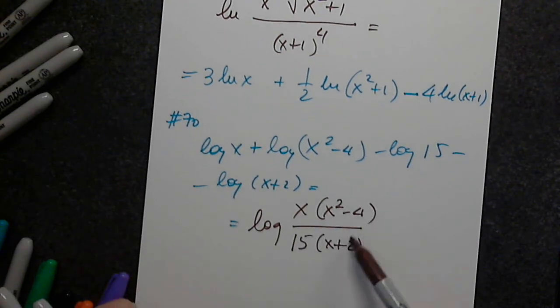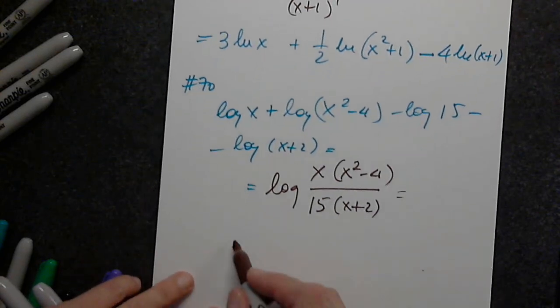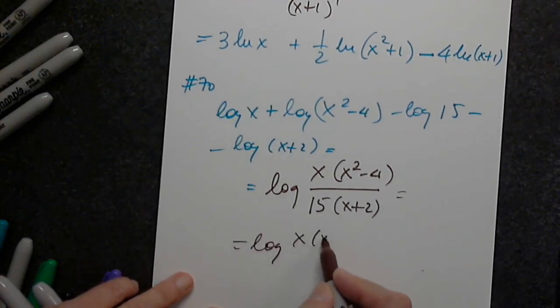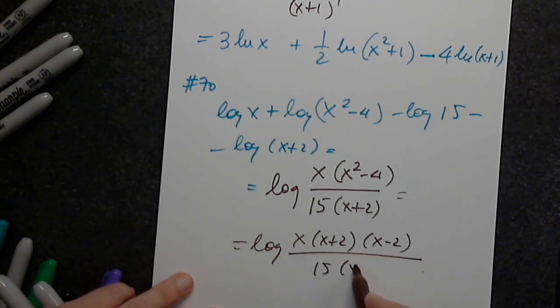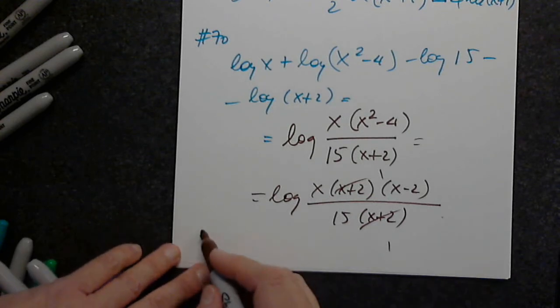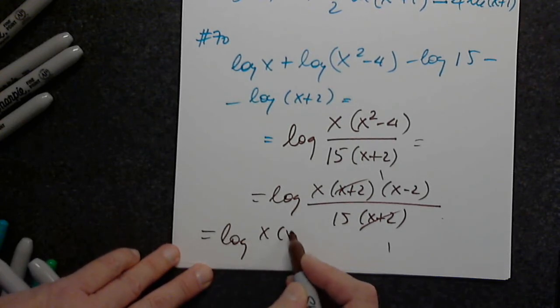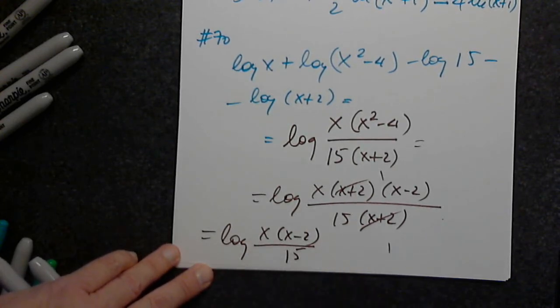Correct. However, I can simplify this, so I will have to factor it. So I have log x, x plus 2, x minus 2, over 15, x plus 2, and I'll simplify these. And the simplified form is log x, x minus 2 over 15.